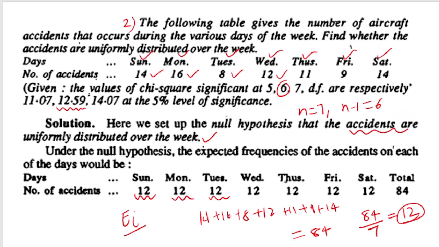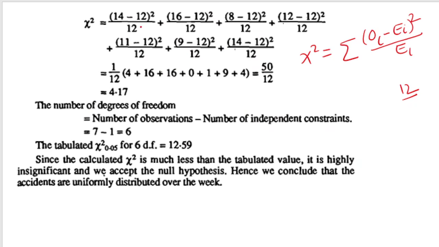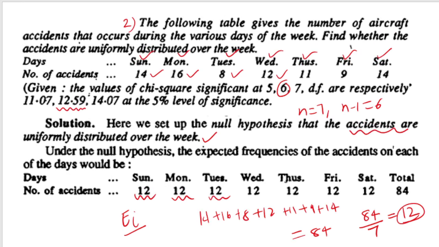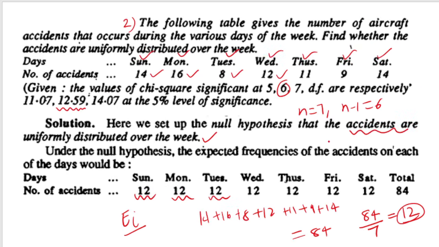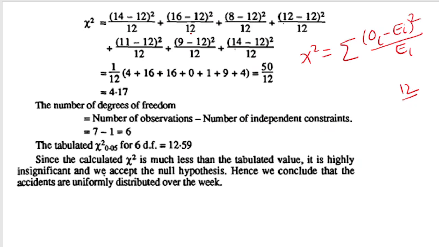So I take 14 minus 12 squared divided by 12. This is the first value for the first observation. For the second it is 16, so 16 minus 12 whole squared by 12. For the third one it is 8 minus 12 whole squared by 12, and so on for the last also. It is easy to calculate. You can take 1 by 12 common, and then you get all the values: 14 minus 12 is 2, so 2 squared is 4, then 16, and so on up to 4. In total we get 50 by 12, which is equal to 4.17.